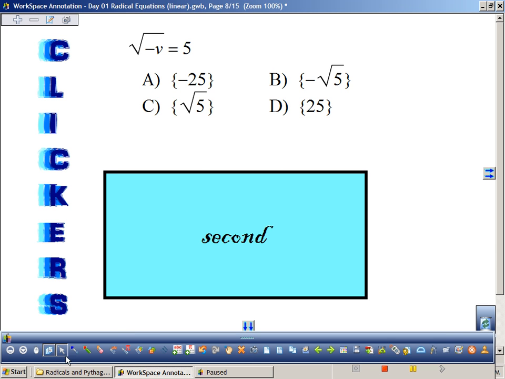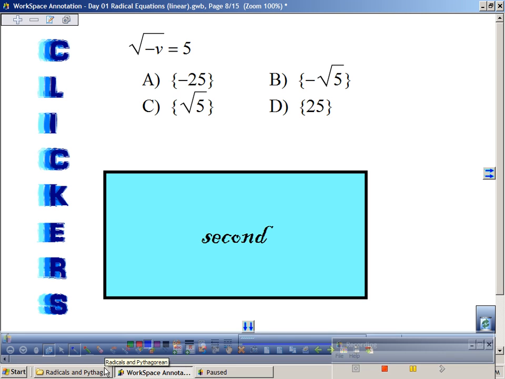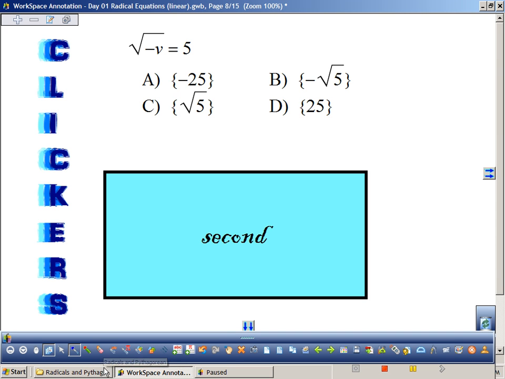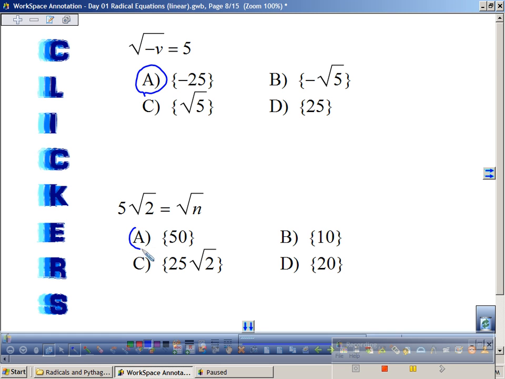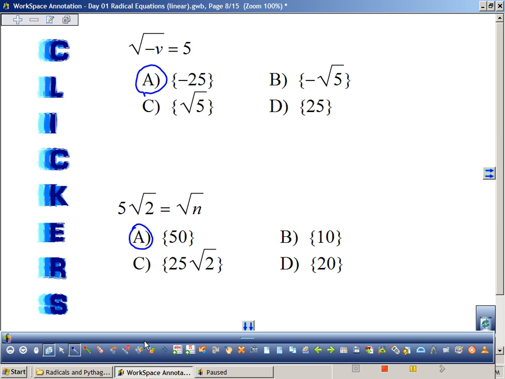What's the answer to this one? Nope. Negative 25. You should be able to do that in your head, right? Square both sides? Then divide by negative? What about this one? Nope. If you square both sides, you have to square this and this and this. So that would be 25 times 2?